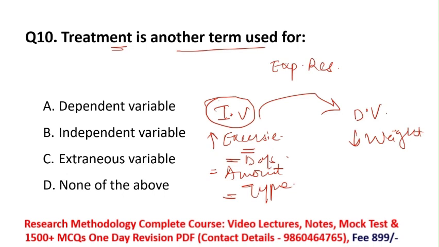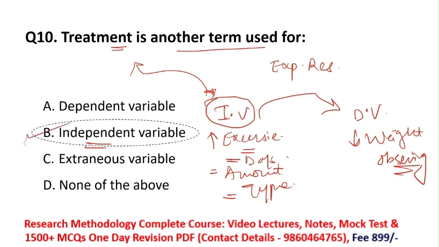So remember, the independent variable is also known as the treatment variable because I am treating it, I am making changes in my independent variable, whereas I am just observing my dependent variable. So remember, the dependent variable is also known as the observed variable, whereas the independent variable is known as the treatment variable. So for this question, option B is the right answer.